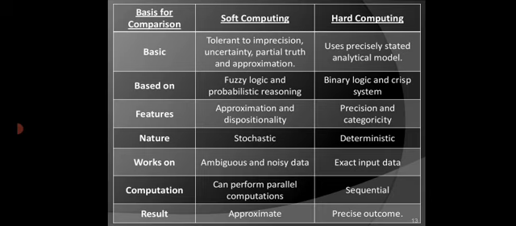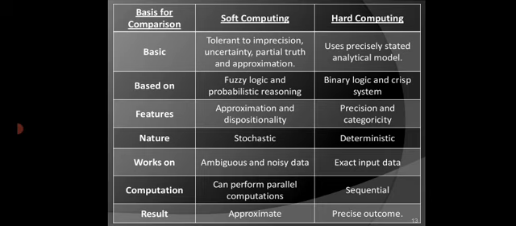Second point, based on the methods. So soft computing methods, which we have just discussed, are fuzzy logic and probabilistic reasoning, while in hard computing it is binary logic and crisp systems. Which are the main features of these two techniques?